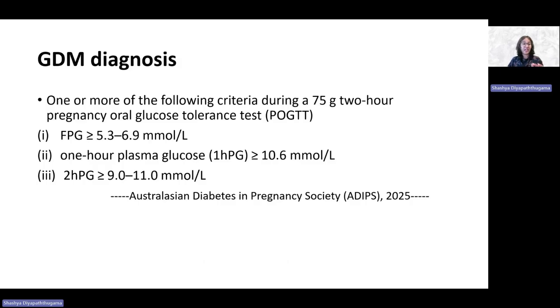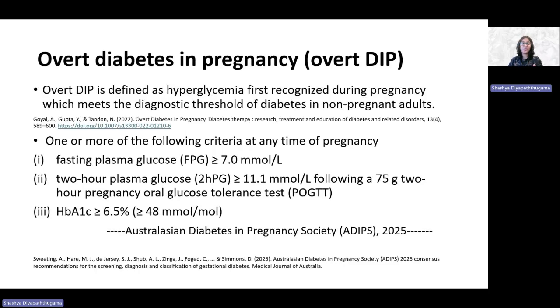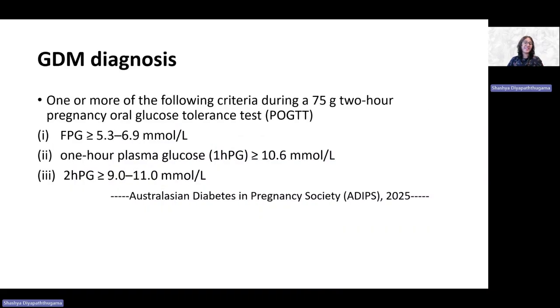So to be diagnosed as GDM, one or more of the following criteria should be there. Even if it's just one fulfilled, then we have to categorize that as a GDM. Then there's another one which is called overt diabetes in pregnancy. If you have seen the earlier slide, these values are a bit lower than the values for normal people. That means we keep a lower threshold value for GDM diagnosis.